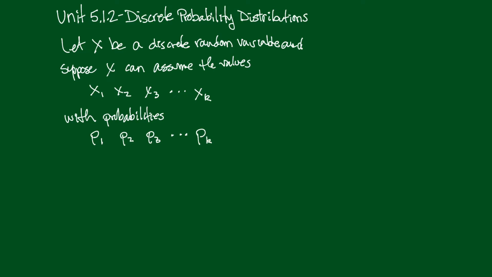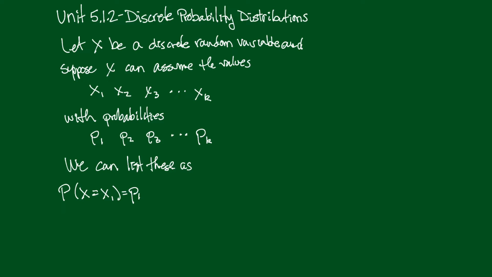So all we're saying here is this. You've got a discrete random variable. It can assume these values. This one with this probability, this value with that probability, this value with that probability, and so on. We can list these. Maybe we could list it like this: the probability that the random variable X equals the value x1 is equal to P1.